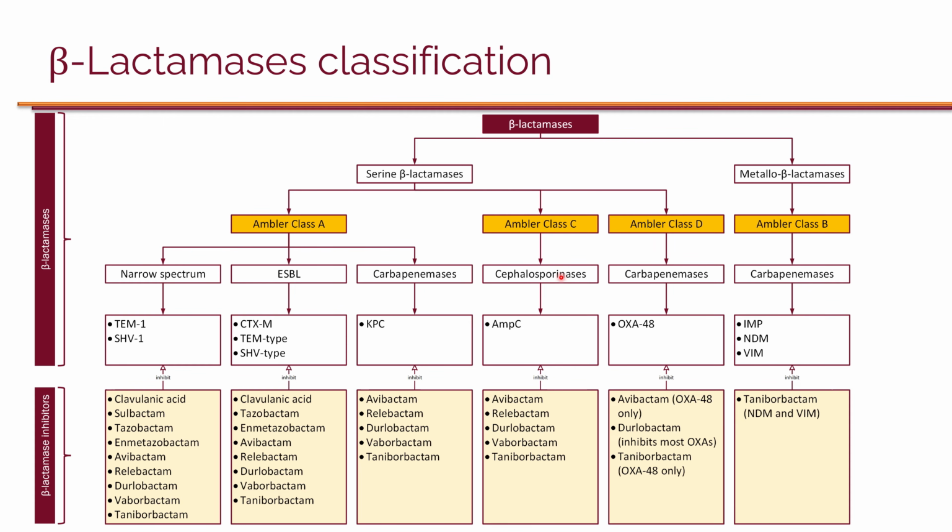With class C, which are cephalosporinases that also break down penicillins, these are inhibited by avibactam, relebactam, durlobactam, vaborbactam, and taniborbactam. And lastly, we have class D, which are carbapenemases, and these are OXA types. That includes some ESBLs, but most of them are carbapenemases. So carbapenemases will break down penicillin, cephalosporins, as well as carbapenems. The most common one is OXA-48, and OXA-48 specifically is inhibited by avibactam and taniborbactam, and durlobactam is unique in the sense that it can inhibit most of the OXA type enzymes.